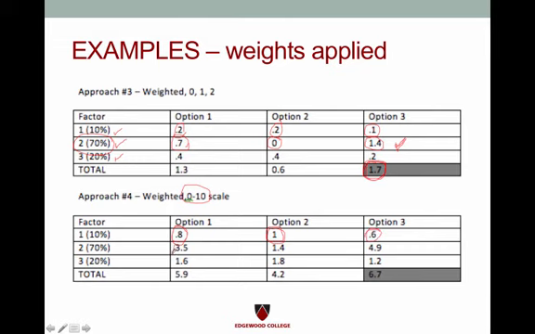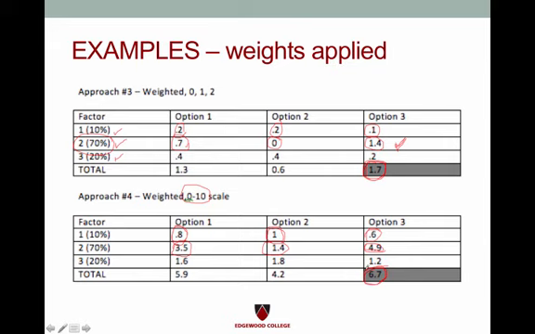Same thing here, we had a score of 5, so we get 3.5. We had a score of 2, so that's 1.4 times the 70%. And over here we get a 4.9 as the final score, which is the highest ranking of all. And here again, if you add up the numbers, you get that option 3 is the highest option to consider at 6.7.